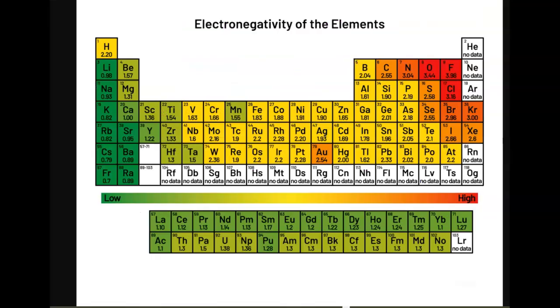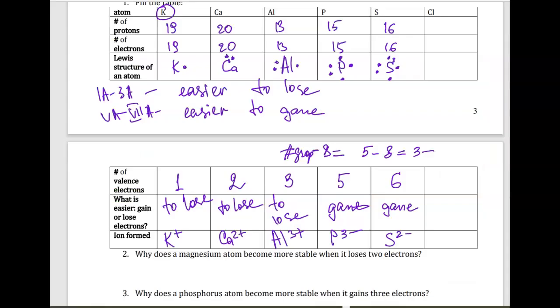And for chlorine, atomic number of chlorine is 17. 17, 17. Group number 7A, that means 7 valence electrons. 7, easier to gain, and when it gains, it needs to have 8, that means it will become chloride anion, 1 negative.